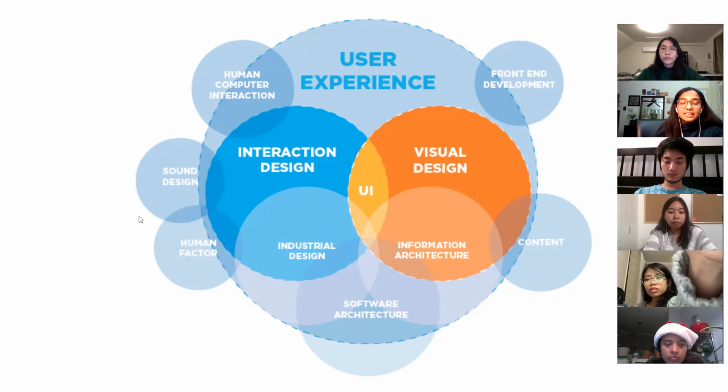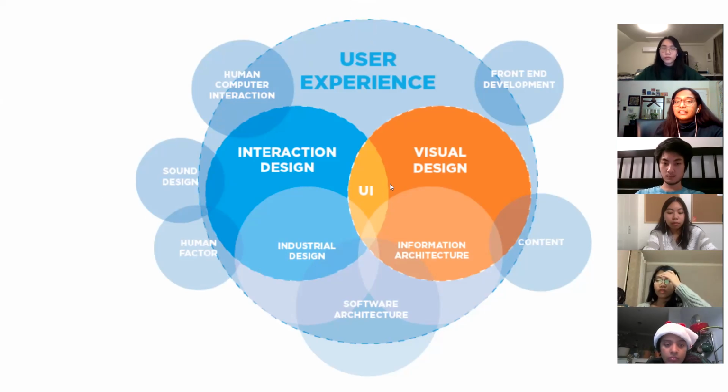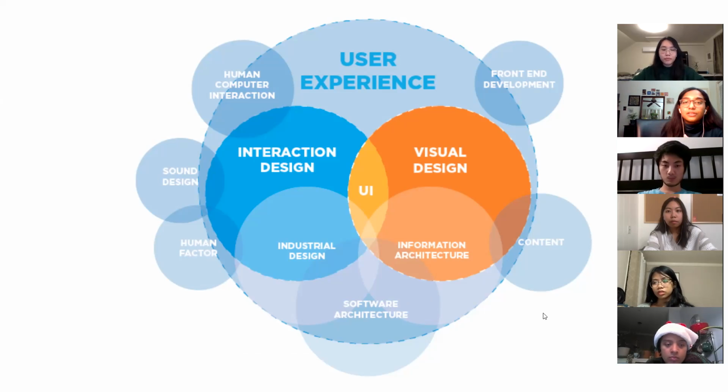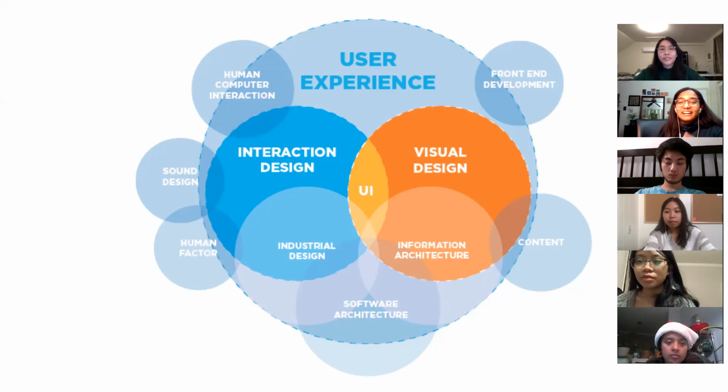There's also these other things like sound design, human factor, content, software architecture. We got a question a little while ago about programming and coding and how that fits into UX. So that goes into like front-end development, software architecture. You're usually communicating with developers if you're in user experience design, and it's good to have a working knowledge of programming before going in. Yi can answer a couple more questions about computer science related stuff. I am at very beginner stages of that.